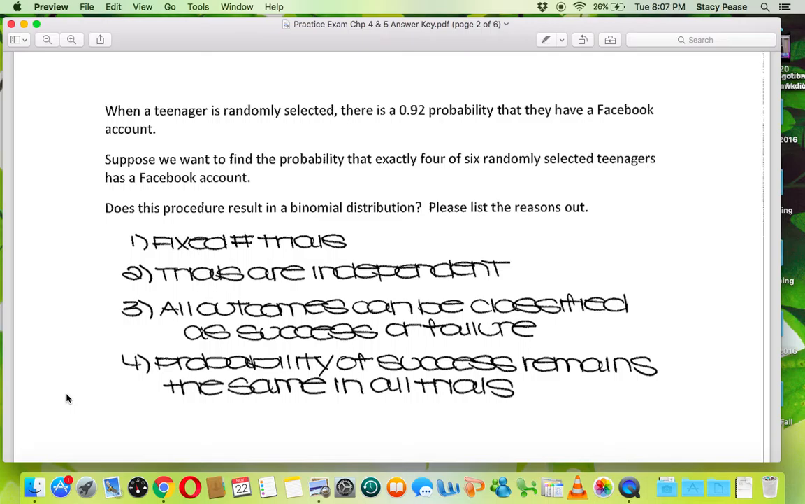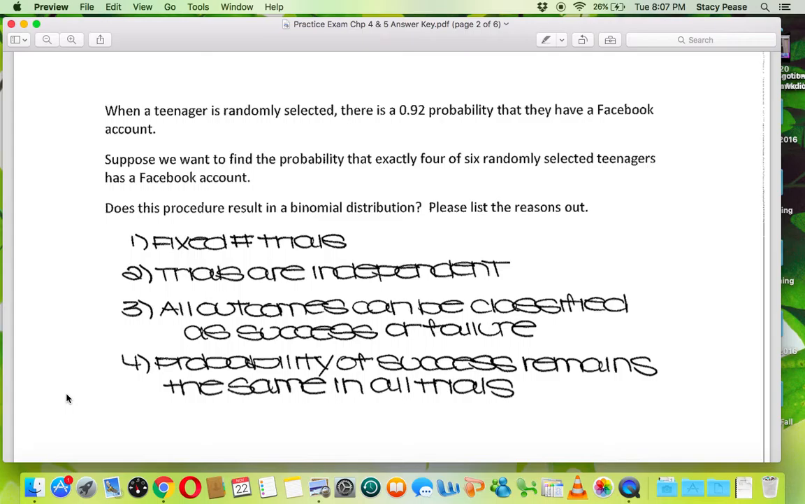Reason number 1 is that it has a fixed number of trials. There's 6 randomly selected teenagers that we're going to poll. 2, the trials have to be independent. Whether one teenager has a Facebook account wouldn't randomly impact whether another teenager would have an account. So we will call the trials independent. Part 3. All outcomes can be classified as success or failure, which is a requirement for a binomial, as we talked about in class. So here, the person's either going to have a Facebook account or they're not.